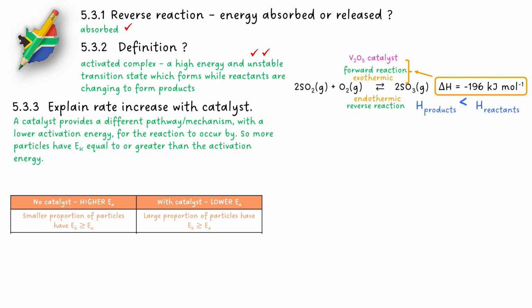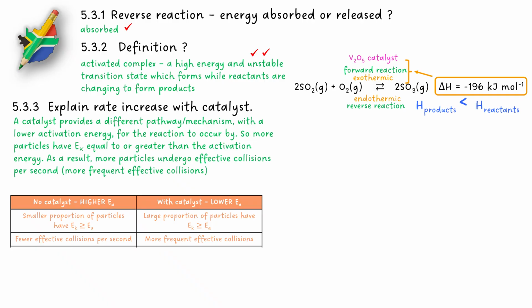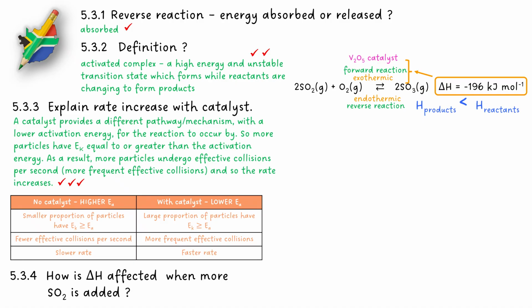In other words, more particles have an energy greater or equal to the activation energy of the reaction. And so more particles can undergo effective collisions per unit time. And this means the rate is faster. We are then told that more sulfur dioxide is added to the reaction vessel, and we need to say what happens to the heat of reaction.